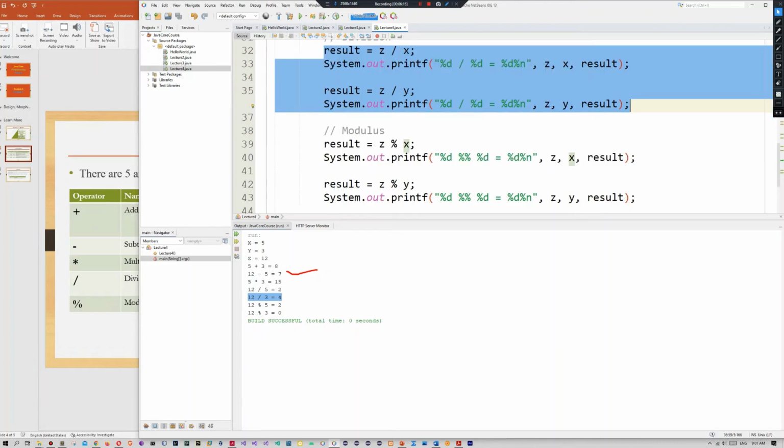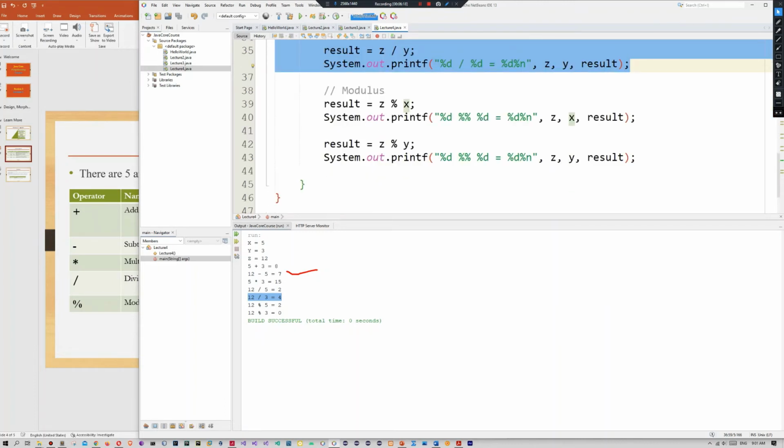Modulus operator. The modulus operator operates on integers. It takes two operands, performs a division and returns the remainder of the division. So z is 12, x is equal to 5, and when we divide it, we get 2 quotient and 2 remainder. So it will return 2. 2 is the remainder of the division.